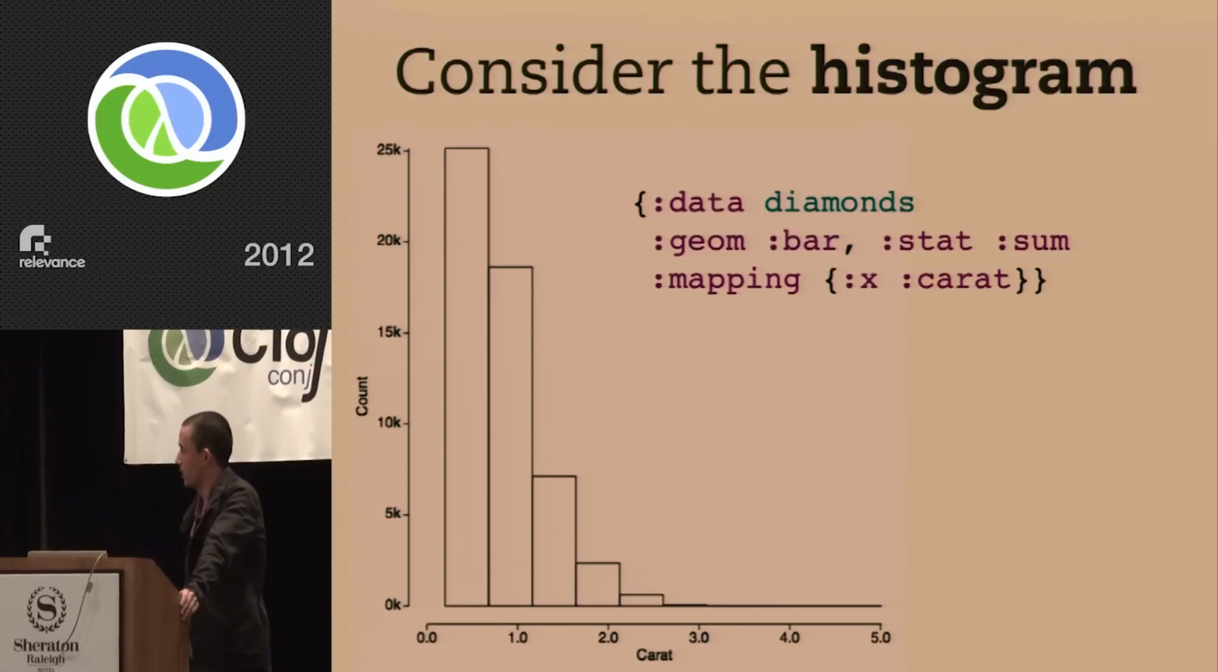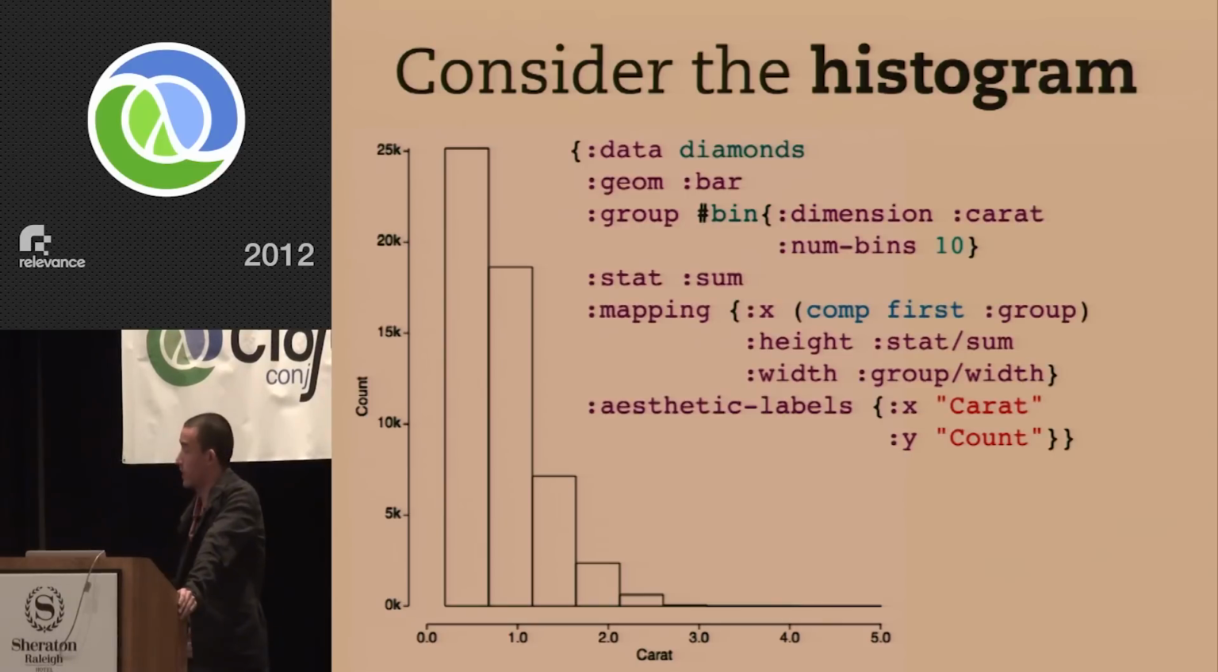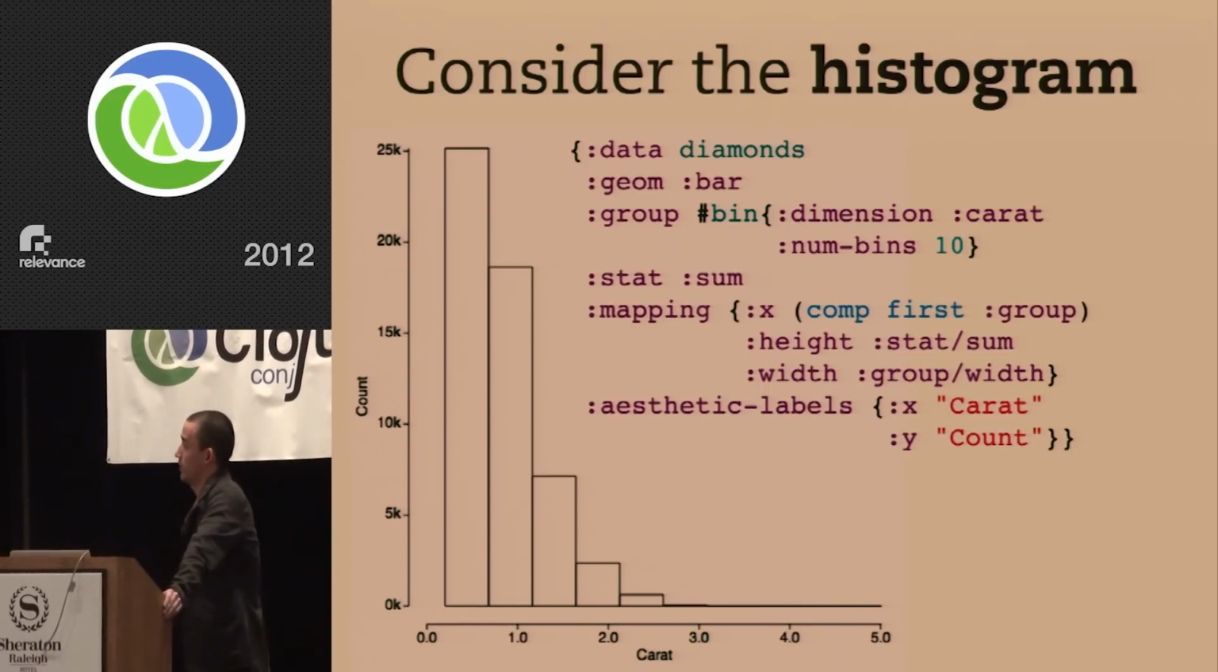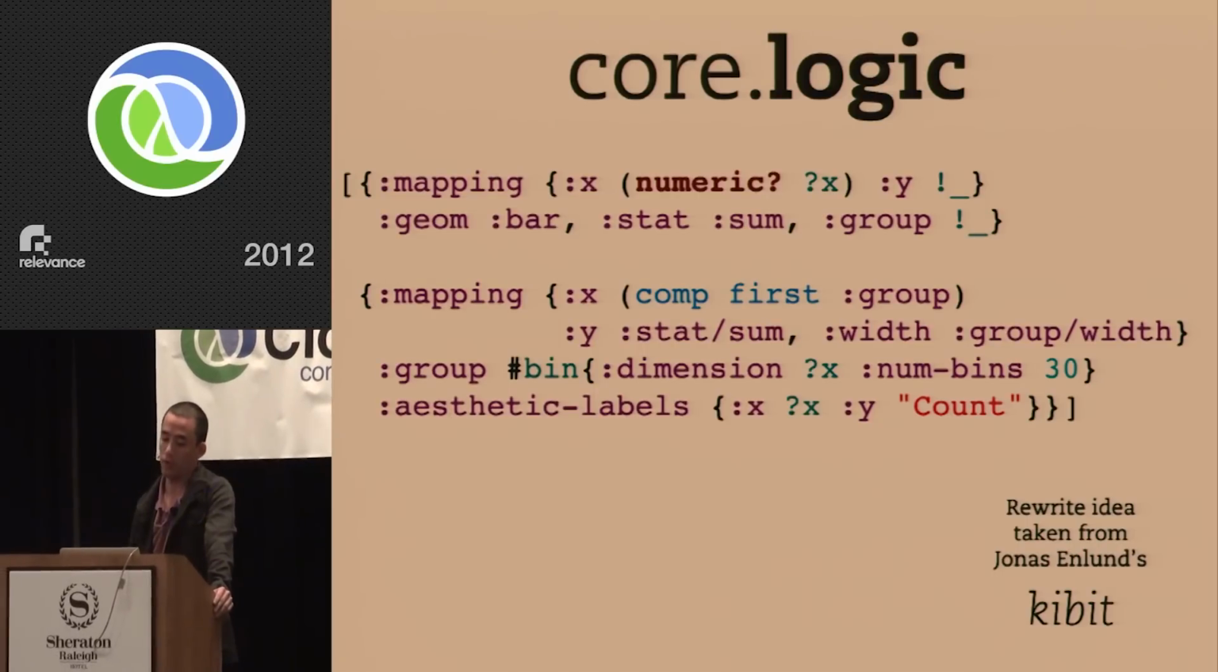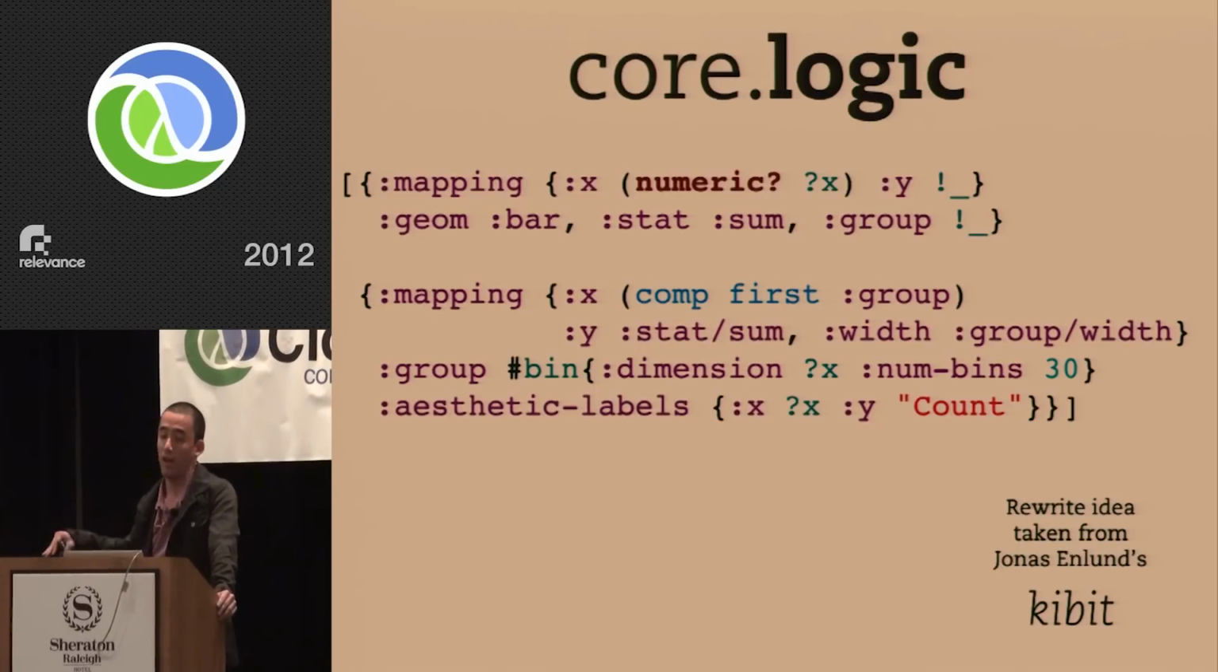Same kind of story with something like a histogram. Most people want to write something like this. They want to say, yeah, I want bars. I want to use a sum statistic, and I just want to look at this one dimension of the data. But if you actually wanted to be pedantic about it, you need to write something out like this, right? You need to say, I want a bin along this caret dimension with this many bins. I want a sum, and this is the actual mapping from the result of that statistic to the bars. So it's really cool to be able to use something like CoreLogic to match on this stuff and do rewrites.